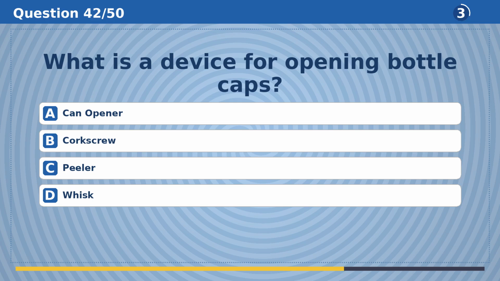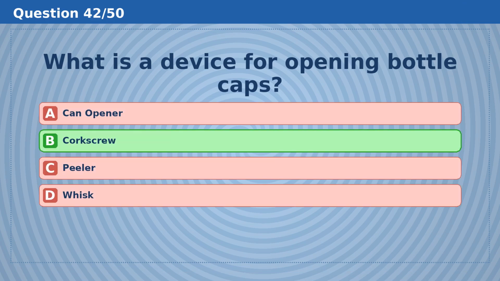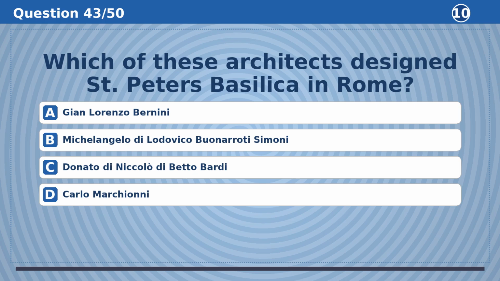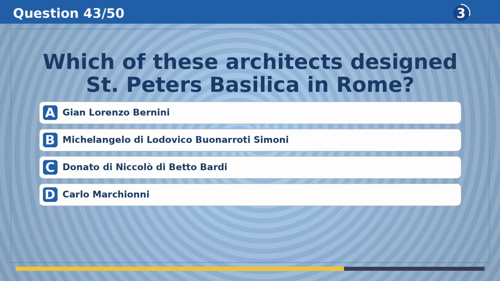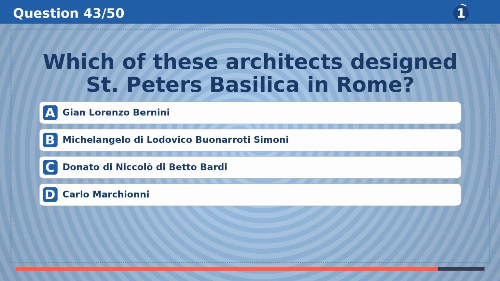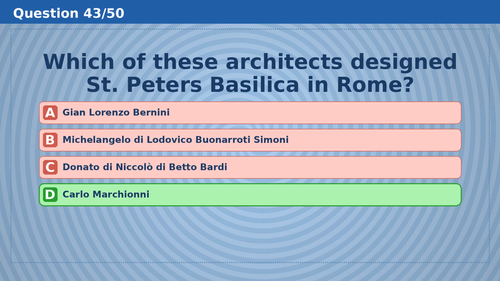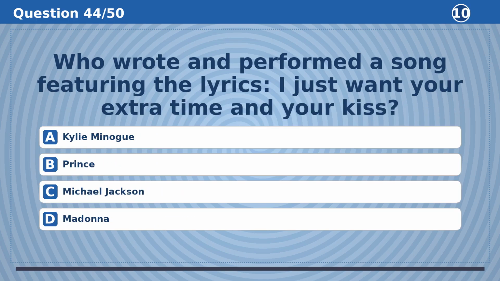What is a device for opening bottle caps? The answer is B, corkscrew. Which of these architects designed St. Peter's Basilica in Rome? The answer is D, Carlo Maderno.